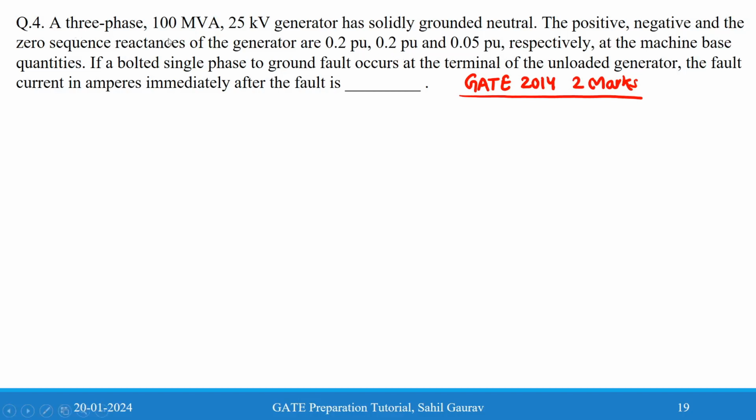Here a three-phase 100 MVA 25 kV generator has a solidly grounded neutral, and the positive, negative, and zero sequence reactances of the generator are 0.2 per unit, 0.2 per unit, and 0.05 per unit respectively at the machine base quantities. If a single phase to ground fault occurs at the terminal of the unloaded generator, the fault current in amperes immediately after the fault is asked. So here a single line to ground fault occurs, and the neutral impedance is 0.